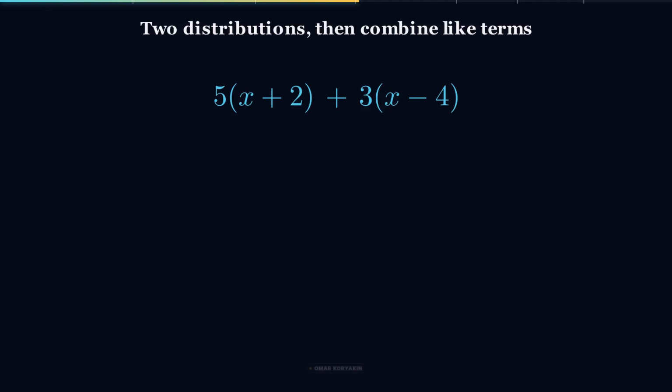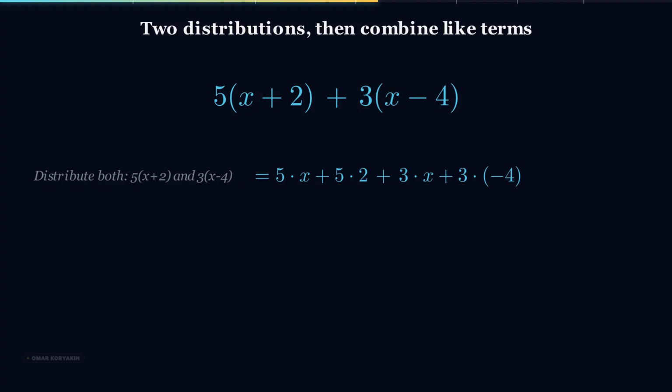Simplify the expression 5 times the quantity x plus 2 plus 3 times the quantity x minus 4. 2 parenthesized chunks, each multiplied by a different coefficient. We distribute both chunks first, then combine the like terms that the 2 distributions expose. Distribute both parenthesized chunks. The first chunk, 5 times x plus 2, becomes 5 times x plus 5 times 2. The second chunk, 3 times x minus 4, becomes 3 times x plus 3 times negative 4. Notice that we wrote the negative 4 explicitly with its sign, so the multiplication treats it correctly.